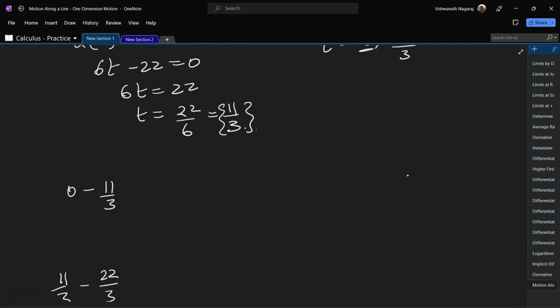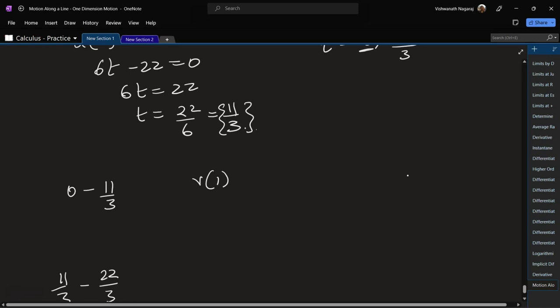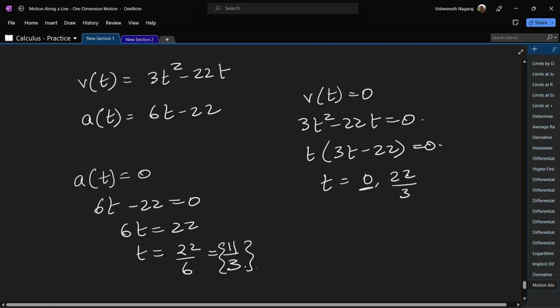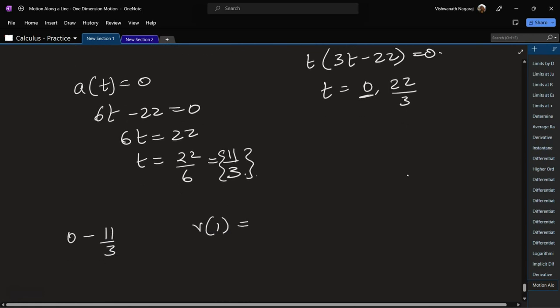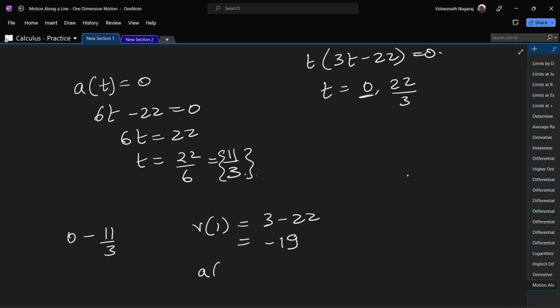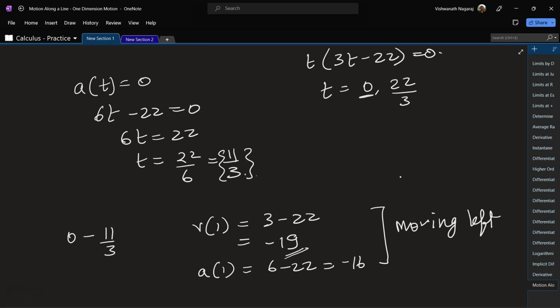Okay. So let's pick a value in between these two. Simplest one is 1. So v of 1 is equal to 3t squared minus 22t, so 3 minus 22, which is equal to minus 19. A of 1 is equal to 6 minus 22, which is minus 16. Velocity is negative, so moving left. Both are negative, so speeding up.